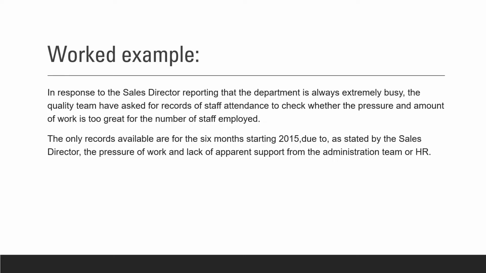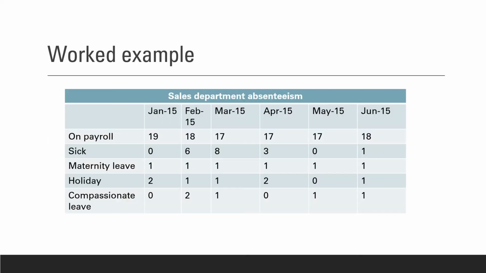of staff employed. The only records that they had available are for 6 months starting 2015, due to, as stated by the sales director, the pressure of work and lack of apparent support from the administration team or the HR. You might want to practice interpreting graphs here for this sort of data. So you might want to practice using graphs. Maybe if you're unsure, ask your teachers for help, as it will help you analyze data.